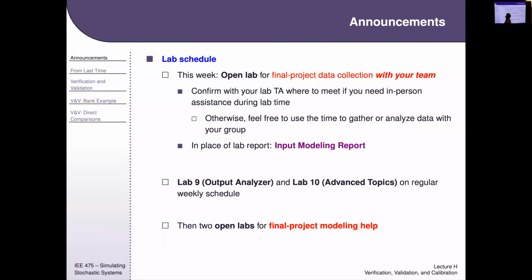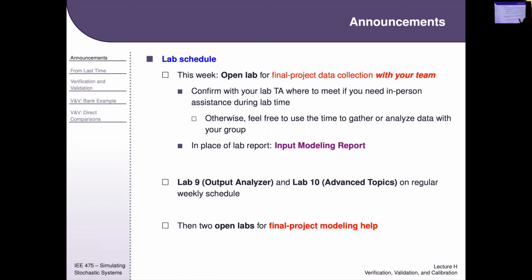Just as a confirmation, the next formal lab is next week, lab 9 and lab 10, the only two labs left over. So this week is meant to provide you some time to work with your group on figuring out what you want to model for your final project and to gather a little bit of data on the input models that you'll be using there.